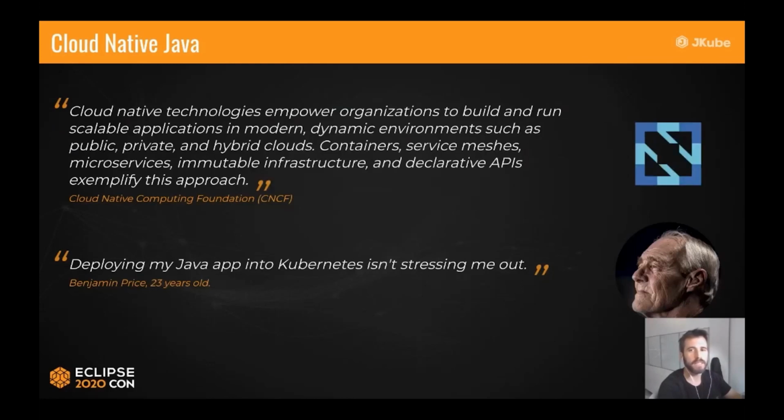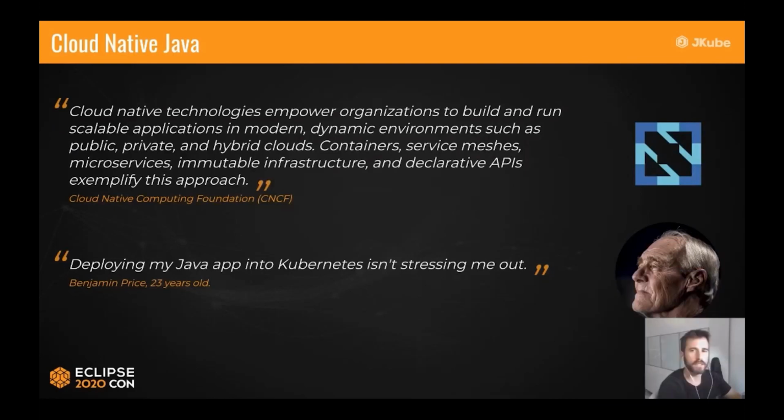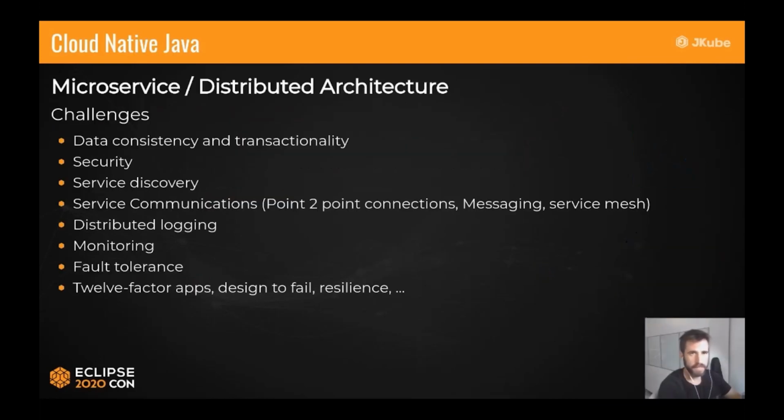the cloud native brings basically a change of the paradigm. So we were used to a different architecture. Our applications were based on a monolithic architecture. And now that everything is cloud native, we have switched into a microservice architecture, a distributed computer architecture, which brings a set of new challenges. So now we have to deal with data consistency, security, service discovery, service communications, distributed logging, monitoring, fault tolerance, and a huge set of new challenges that previously were not there or were not as important as they are now.